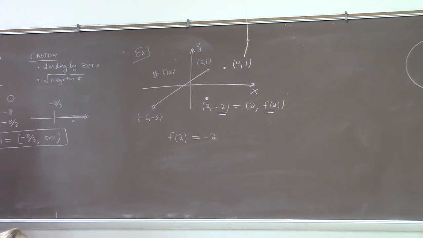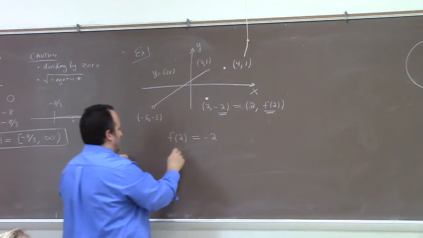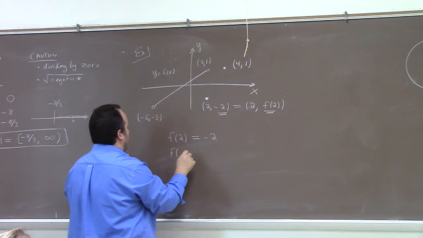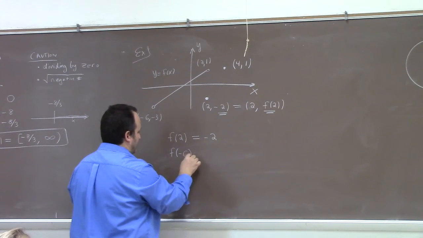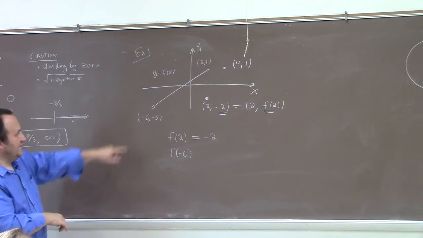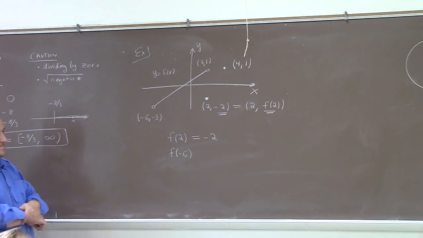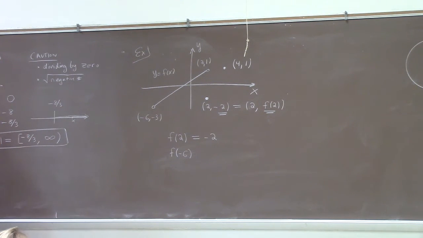And then, well, I mean, we can do other ones. I'll be trickier. How about f of -6? What does this open circle mean? Right, yeah, that's not a part of the graph. So in fact, f of -6 is undefined.